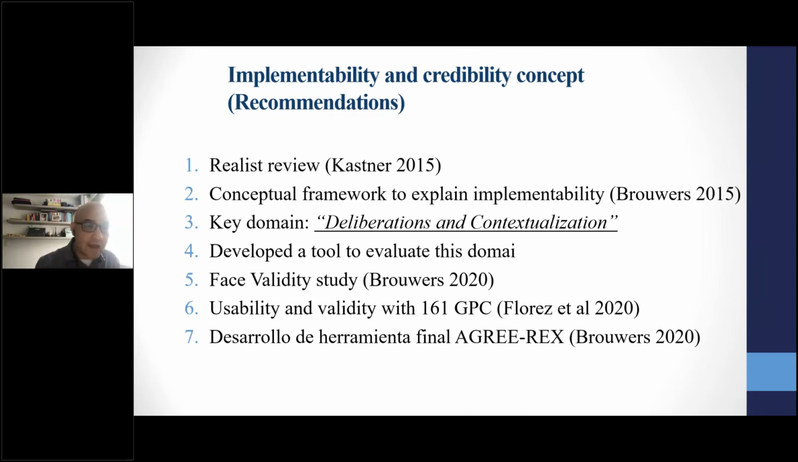And then a realist review by Monica Kastner et al., published in 2015 in Implementation Science, made a huge summary of all the concepts that are behind implementability. What are the concepts that explain the implementability of guidelines? And after that, a conceptual framework was created to explain the implementability of guidelines, and that was published in the paper by Brouwers in 2015, in the Journal of Clinical Epidemiology.